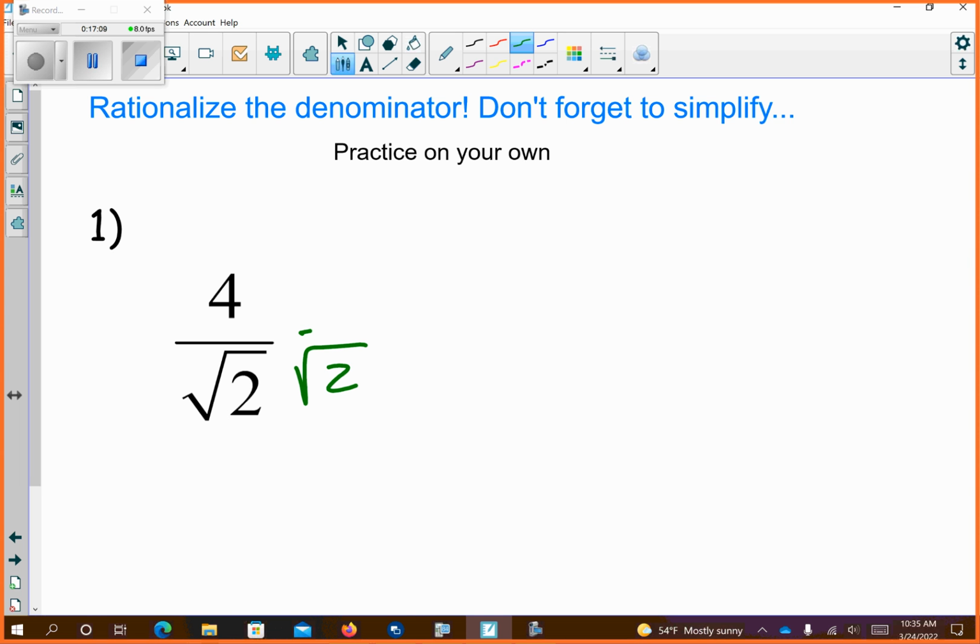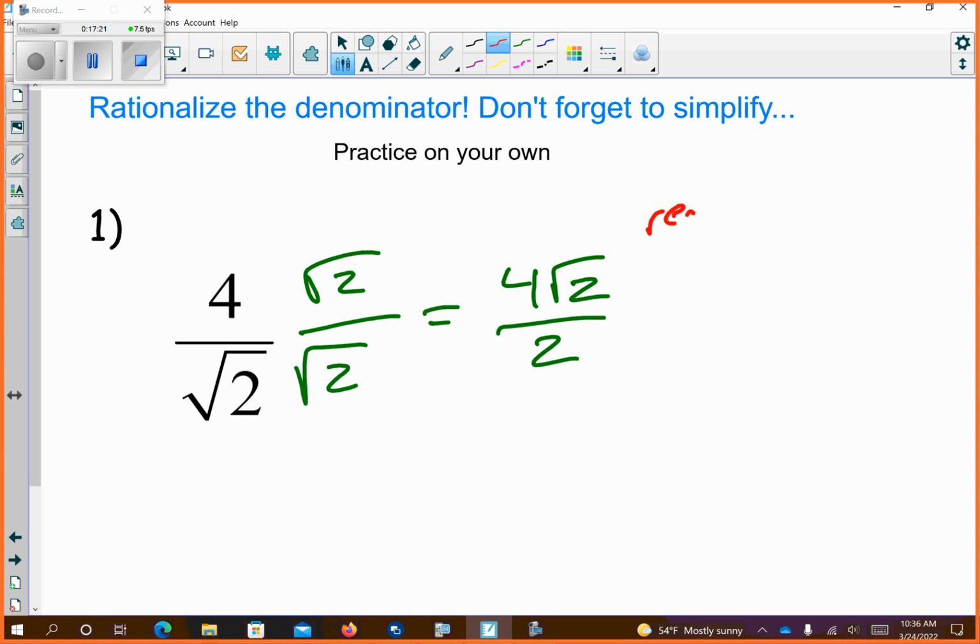So root 2 on bottom and root 2 on top. So on top, I get 4 root 2. On bottom, root 2 times root 2 is 2. Can I reduce it? Yeah. Outside, 2 goes into 4 twice, so I wind up with 2 root 2. And you could put 2 root 2 over 1, or you could just leave it as just 2 root 2. That seems kind of sort of okay.